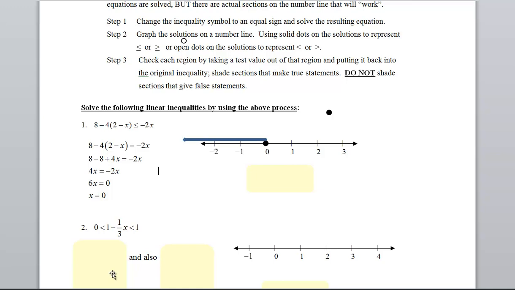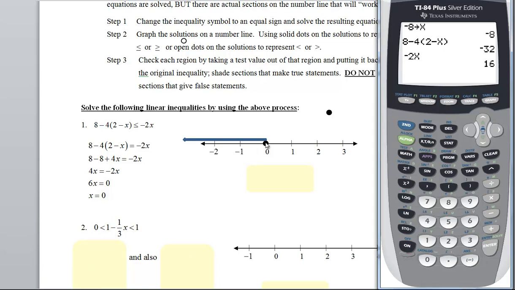Well, let me get a number over here. Remember, check each region by getting a test value. Do not use the boundary point, that won't help. You have to actually get a number in the region. Let's use 5 or 1 or 2 or 3. It's up to you. 10, 90. Let me type in the right-hand side.